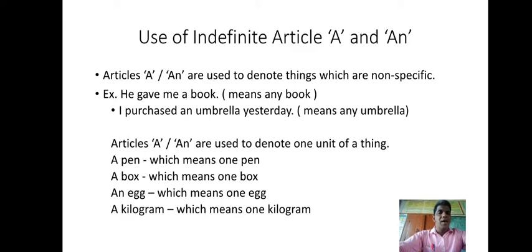Then articles a and an are used to denote one unit of a thing. For example, a pen. So here a pen means one pen, a box means one box, an egg means one egg, a kilogram means 1 kilogram. So here a pen is equivalent to one pen. So here a is equivalent to 1. That is what we call: articles a and an are used to denote one unit of a thing.